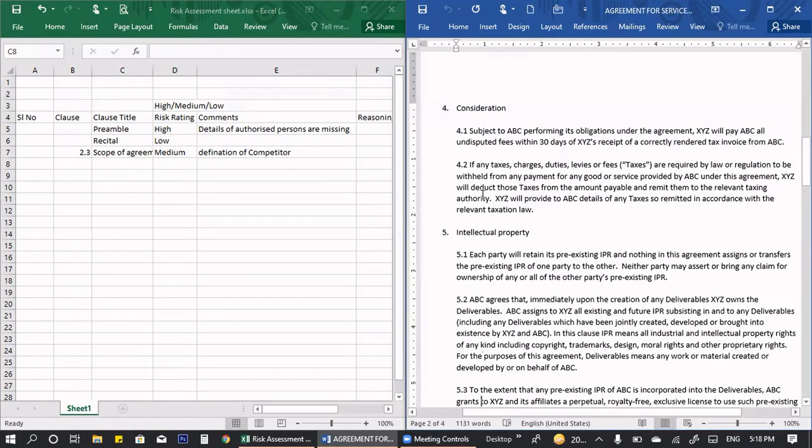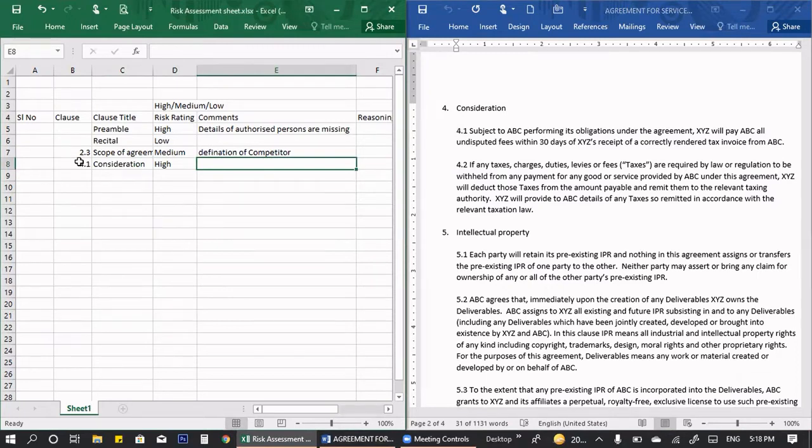And then we have consideration. Here, this clause we have to look at in great detail. The consideration here says that subject to ABC performing its obligations under the agreement, XYZ will pay ABC all undisputed fees within 30 days of XYZ's receipt of a correctly rendered tax invoice from ABC. Now here again, we have to raise the risk factor. So I have mentioned the consideration, I'm flagging it as high.